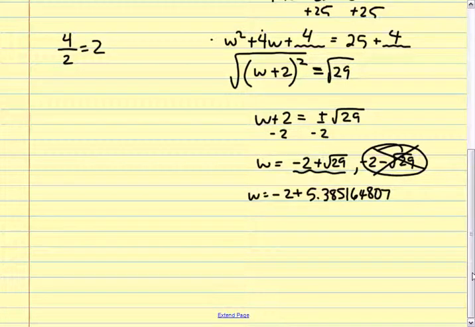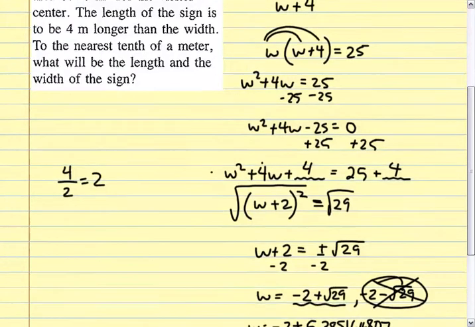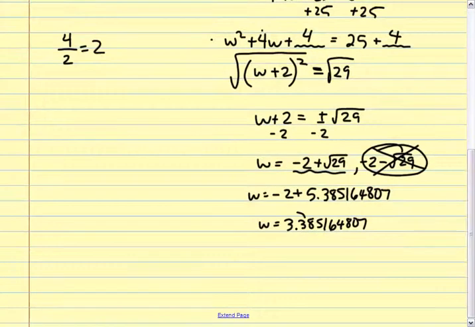5.385164807. Okay? Now, let's see. Negative 2 plus that is going to equal 3.385164807. Now they said round it to the nearest tenth, right? Okay, so I'm going to block off the number that's in the tenth spot. I'm going to look at the number right outside. That's big enough, so the width is going to equal 3.4 meters.